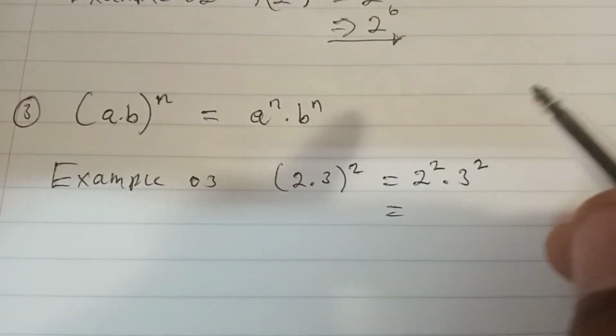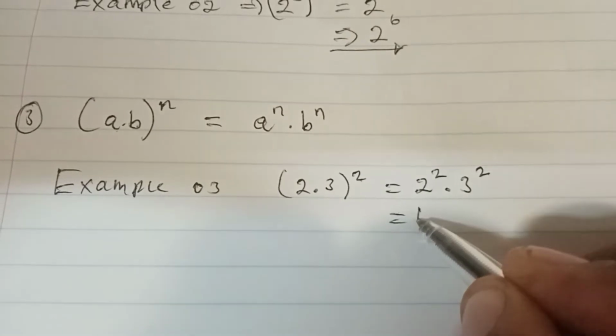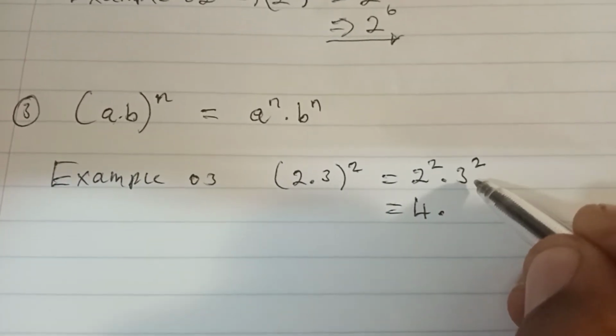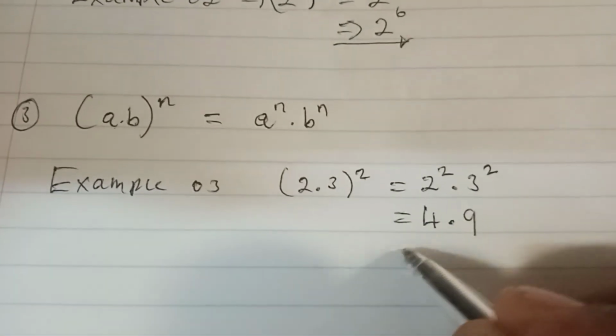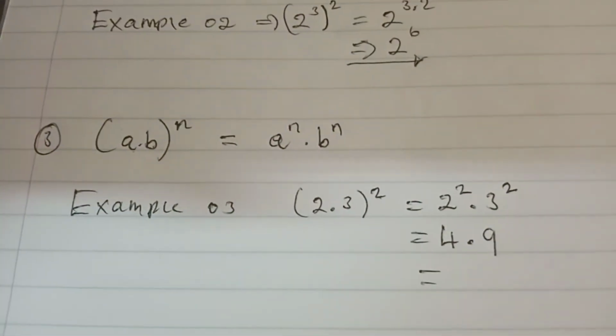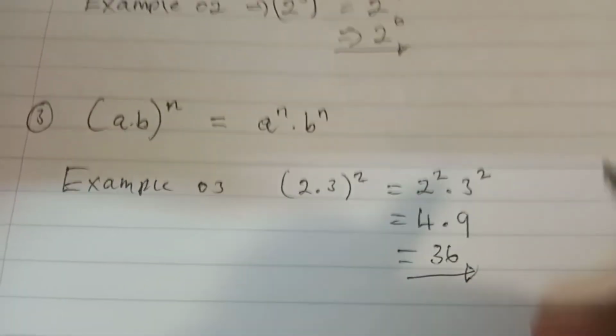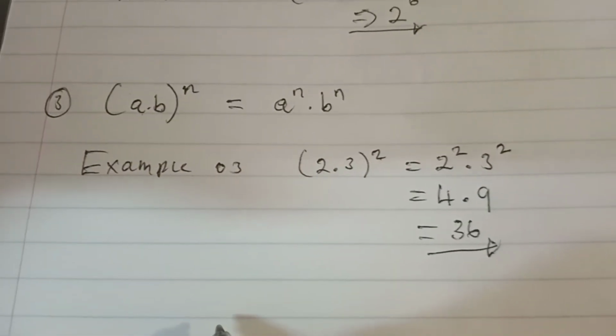So to further expand this, we're going to have 4, 9, and 4 times 9 is equal to 36. So that's it for this law.